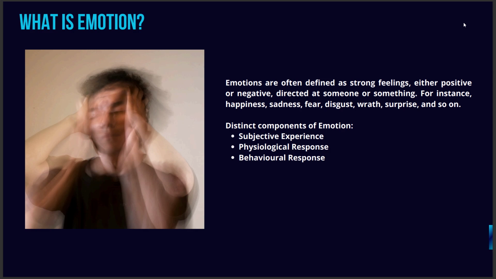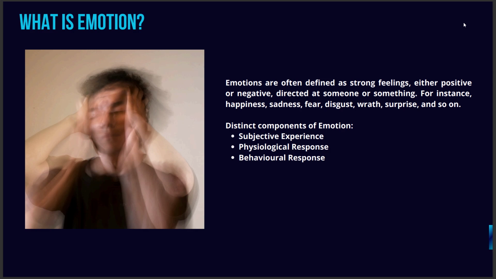Now, what are the distinct components of emotion? First, subjective experience. It is a person's unique emotional experience. It is only inside that person, and it's not shown outside so easily. For example, anger can range from slight dissatisfaction to heavy revenge. That is what subjective experience speaks about. It stays only within you and does not come outside.